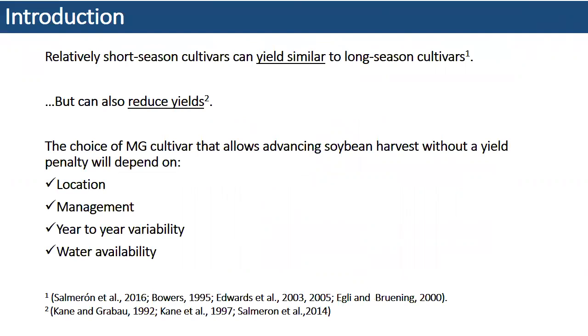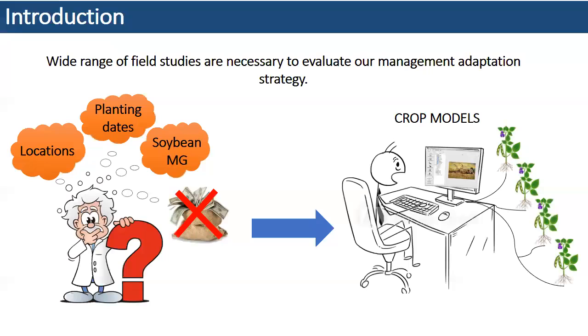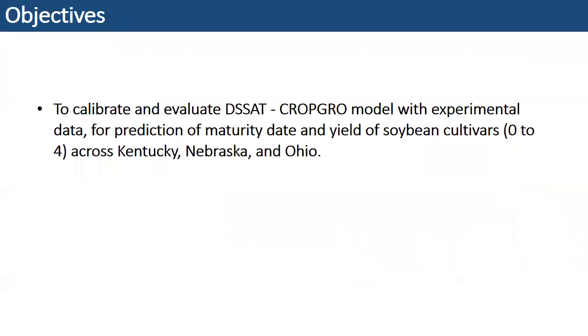Based on all these findings, we can say that maturity group cultivar choices that will advance soybean harvest without yield penalty will depend on location, management, year-to-year variability, and water availability. To explore all these scenarios, a wide range of field studies are required, including several locations, planting dates, and soybean maturity groups. But it will also imply a lot of work and budget, which sometimes could be limiting. However, with a well-calibrated crop model for a given environment, we will be able to explore unlimited management practices.